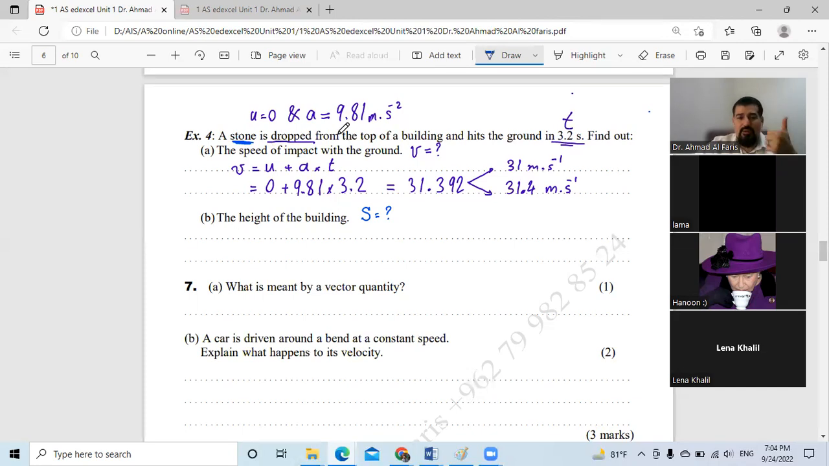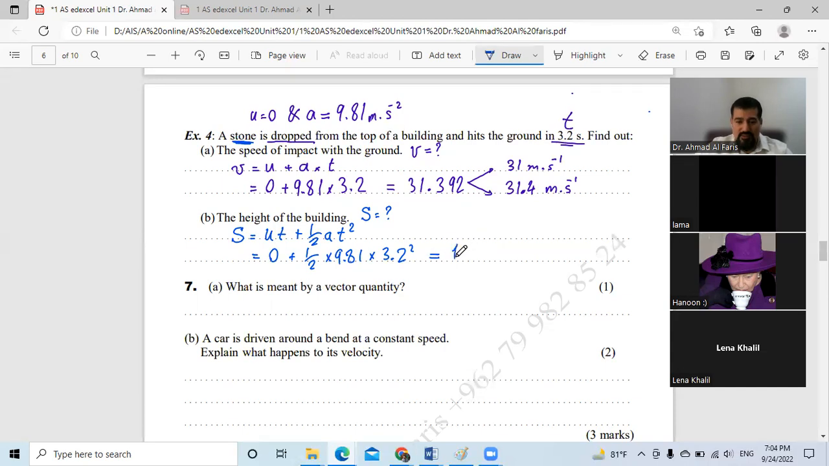So if I know U, I know A, I know T, and they ask about S, so I'm going to use the formula S equals UT plus half AT squared, which equals 0 plus half times 9.81 multiplied by the time, which is 3.2 squared. By using a calculator, 9.81 times 3.2 squared, the answer will be 100 meters.